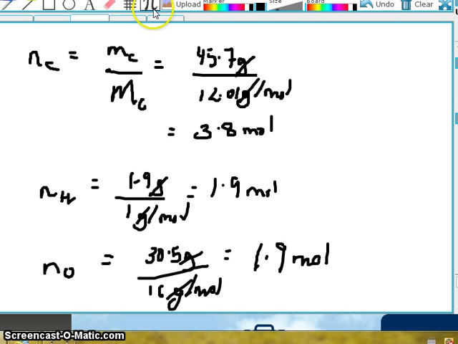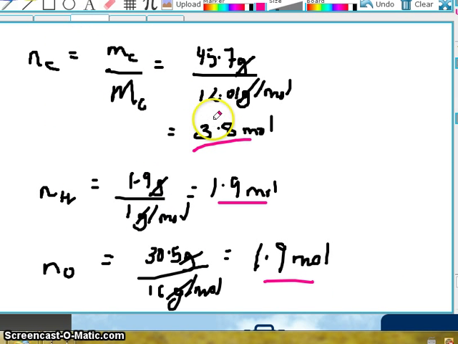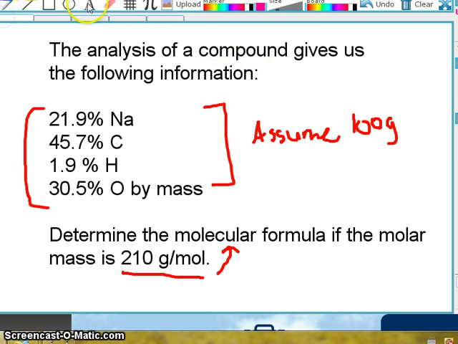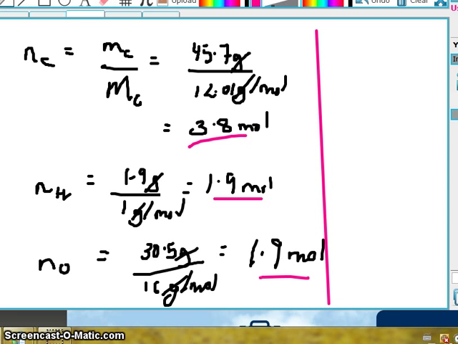So we have the moles figured out, right? Got moles over here, and over here, and over here, and obviously that was the first one for sodium. So now what you want to do is find the smallest number out of all of them. So we have 0.95 moles here. What else do we have? We have 3.8, 1.9, 1.9. So obviously, very clearly, the smallest number is 0.95. I mean, that's pretty clear to see. So once you find the smallest number out of all of them, divide all the moles by the smallest number. So essentially you establish a ratio.